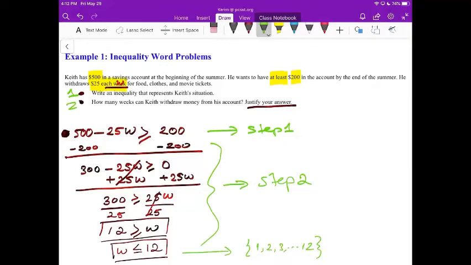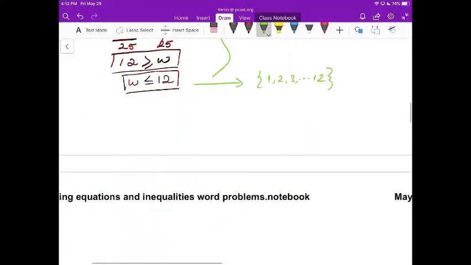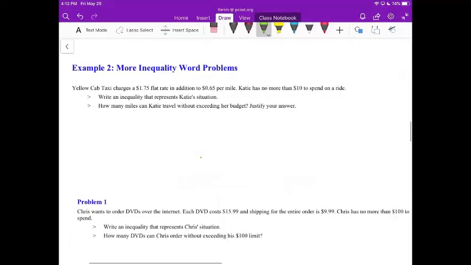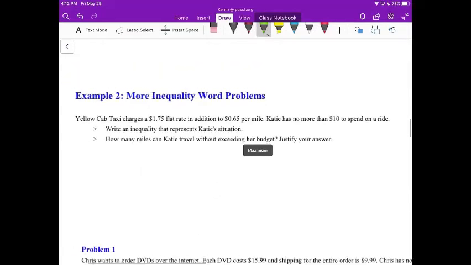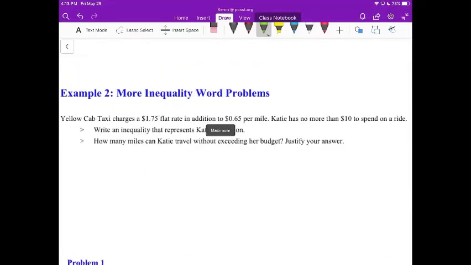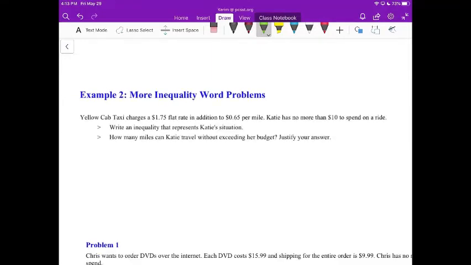All right, so let's move on to example 2. Example 2 says more inequality problems. Yellow Cab Taxi charges a $1.75 flat rate in addition to 65 cents per mile. So when I get in the car, I'm just going to pay $1.75 first. Then every mile, I'm going to pay 65 cents.